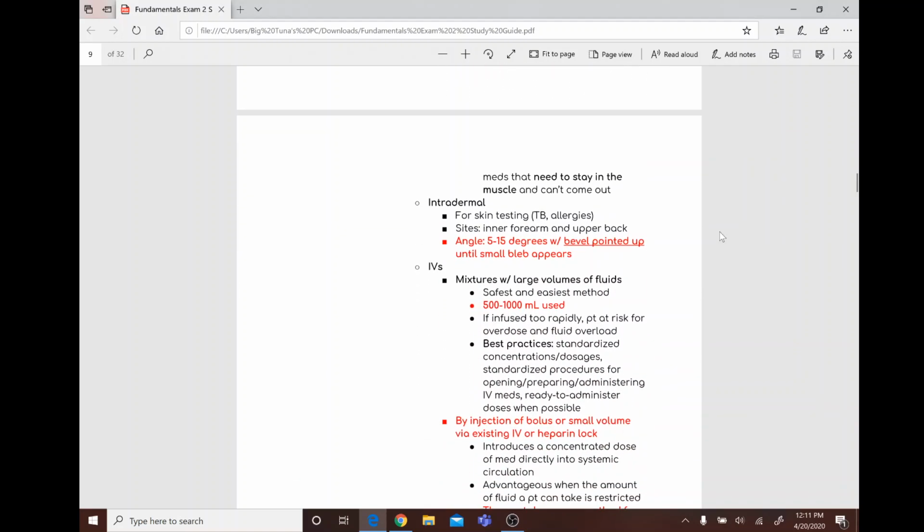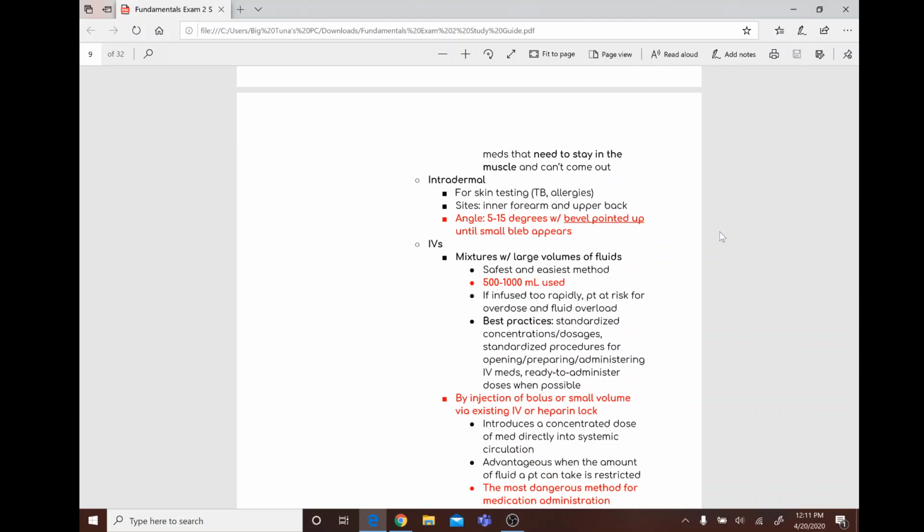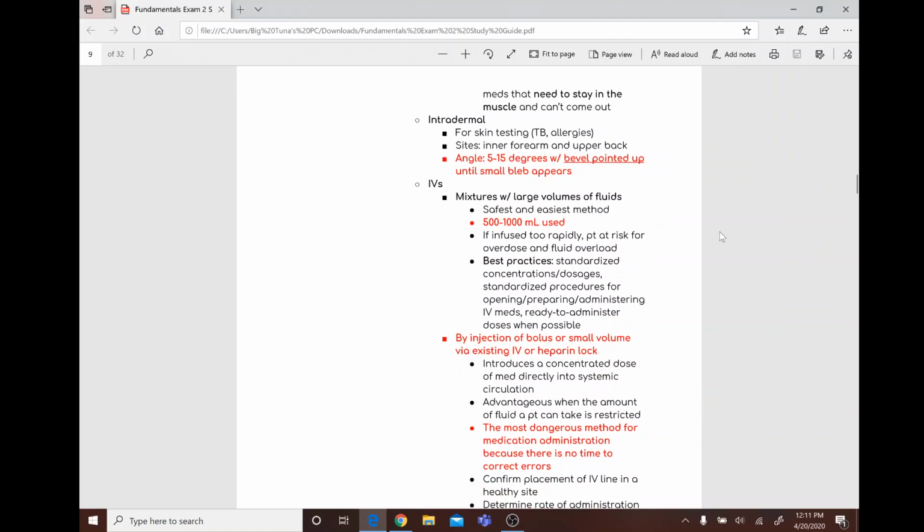What do we use intradermal injections for? Skin testing like TB and allergies. What are the sites of intradermal testing? Inner forearm and upper back. What is the angle of intradermal testing? 5 to 15 degrees with the bevel pointed up until a small bleb appears. Alright.